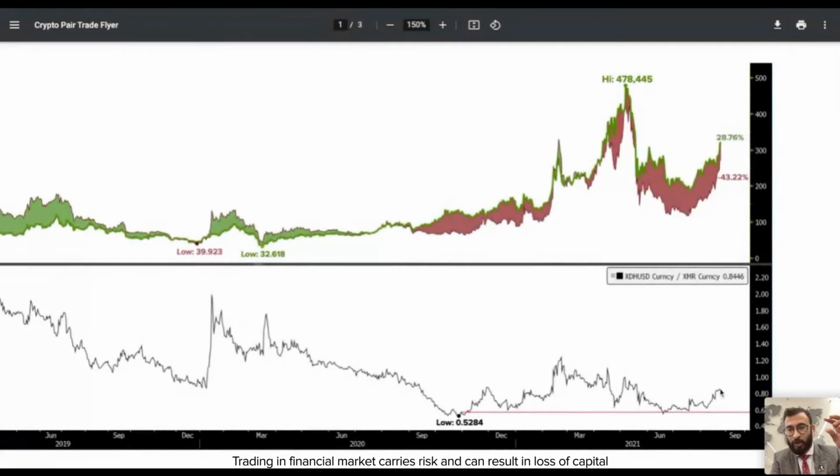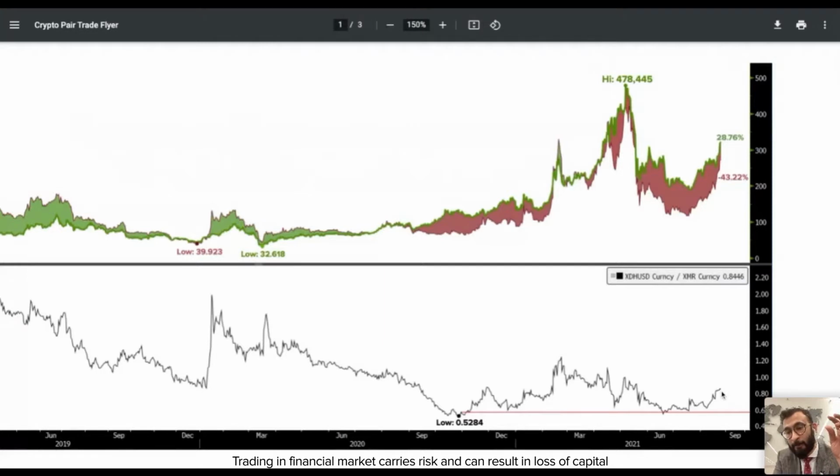Here. So currently the price is over here. Look at the cursor which I'm moving over here, 0.84. Now, this chart is the ratio chart. This is the historical movement of the price of Dash divided by the price of Monero. The chart shows how much that ratio has moved.